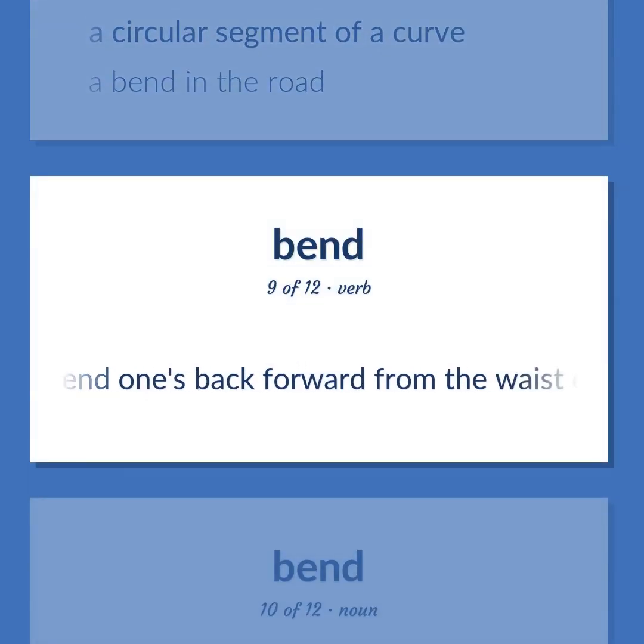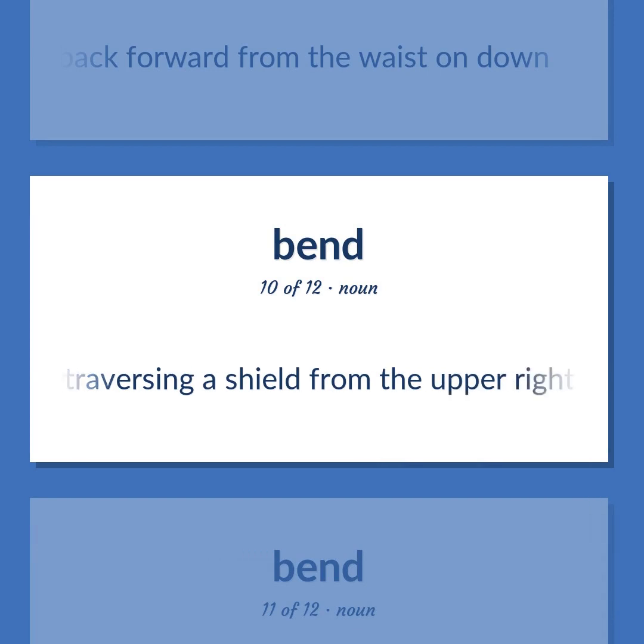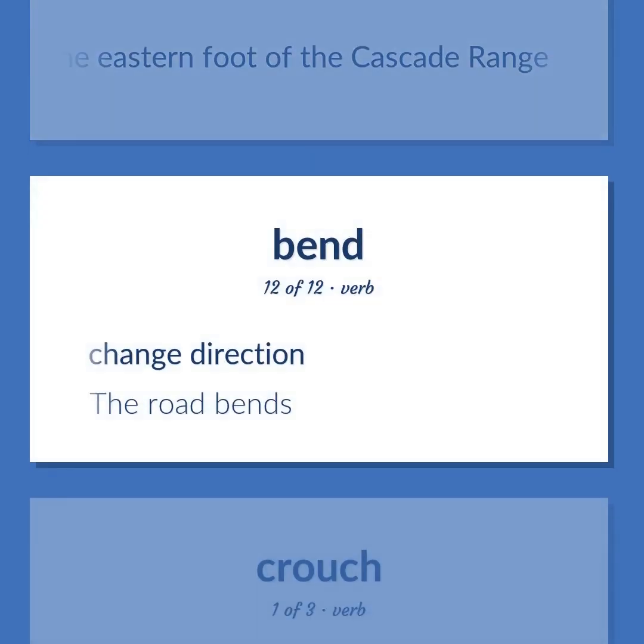Bend one's back forward from the waist on down. Diagonal line traversing a shield from the upper right corner to the lower left. A town in central Oregon at the eastern foot of the Cascade Range. Change direction. The road bends.